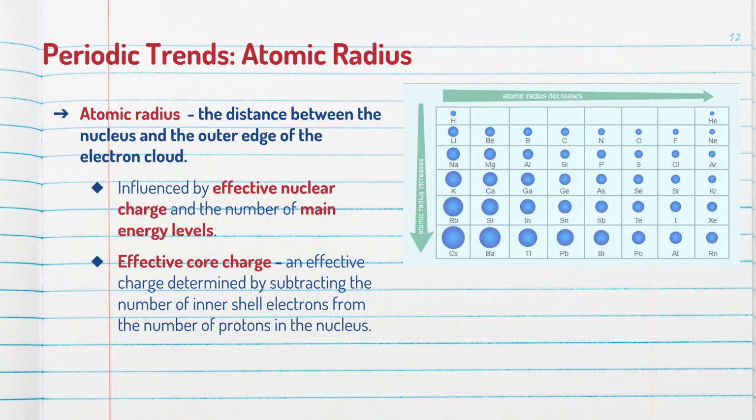So, atomic radius is the distance between the nucleus and the outer edge of the electron cloud. The atomic radius can be influenced by the effective nuclear charge and the number of main energy levels. The effective core charge is an effective charge determined by subtracting the number of inner shell electrons from the number of protons in the nucleus. We can see that the atomic radius decreases as we go across the period and increases as we go down the group. So hydrogen has a larger atomic radius than helium does.